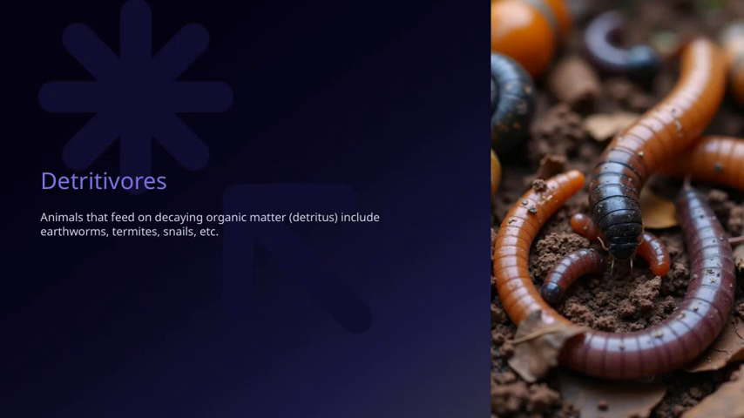Now, let's talk about animals that feed on decaying organic matter, or detritus. These creatures include earthworms, termites, snails, and a few others. These animals are called detritivores, and they play a crucial role in ecosystems. They help break down dead organic material, turning it into nutrients that plants can use. This process is essential for recycling nutrients and maintaining soil health. So, next time you see earthworms in the soil or termites in a log, remember they're vital players in the ecosystem, helping to keep it balanced by consuming and decomposing organic matter.